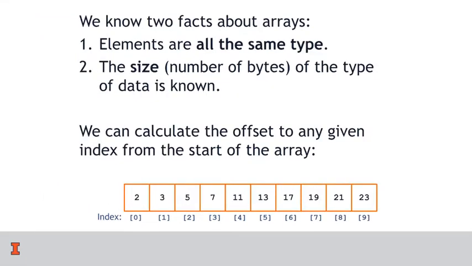And because we know 2 facts about arrays, we know that all elements in an array are the same type, and we know that all of a certain type is the same size. So we know the size of a type, and we know all of the elements are the same type. Knowing both of these things, we can calculate the given offset from any fixed starting point of the array. For example, if we look at this array, we know this is an array of integers. And if we want to know where index 5 is located, well, we know it's 1, 2, 3, 4, 5 integers past the start of the array.